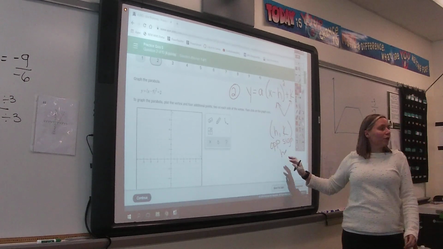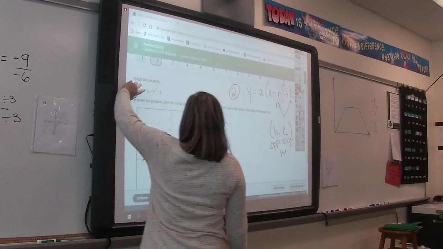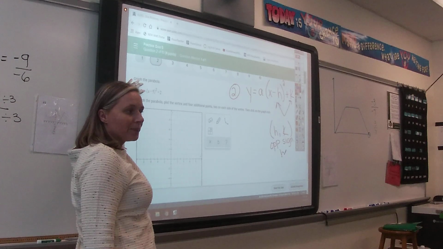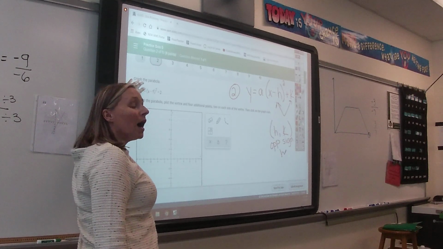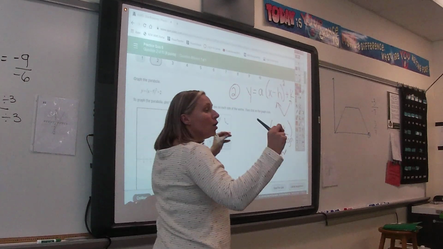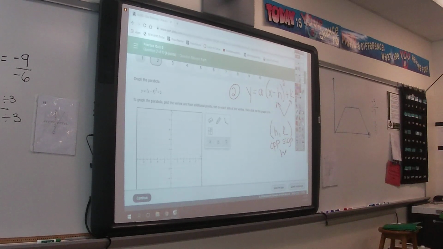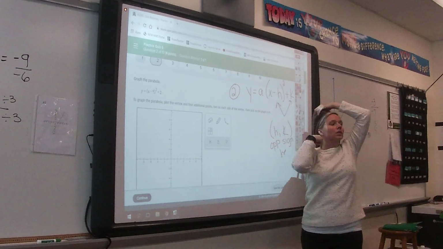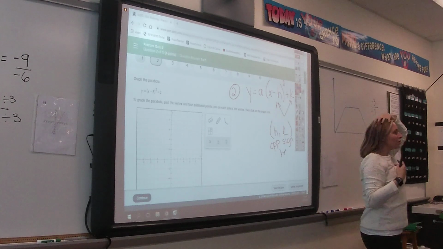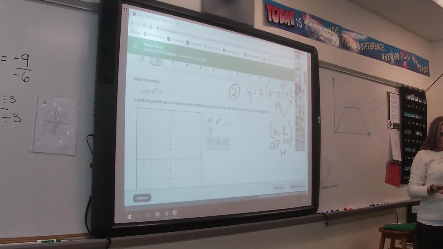So you plot that vertex. Is this parabola going to open up or down if a is +1? Up, and if it opens up, we'll then go over 1, up 1, over 2, up 4. So h would equal 25, k would equal 2. Okay? Those are the quadratics that we were really good at.